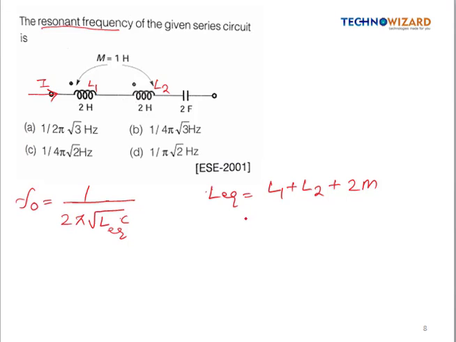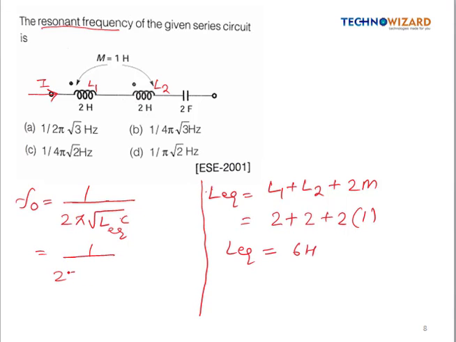So now let's put in the values. The value of L1 is 2 Henry, so it will be plus 2, and the L2 value is also 2, plus 2, and the M value they have given us is 1 Henry. So we have calculated that the value of L equivalent is coming as 6 Henry. So now let's put it in the formula.